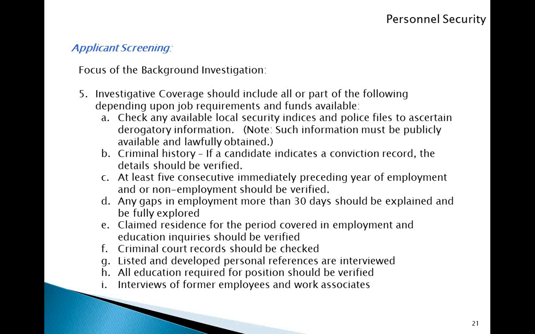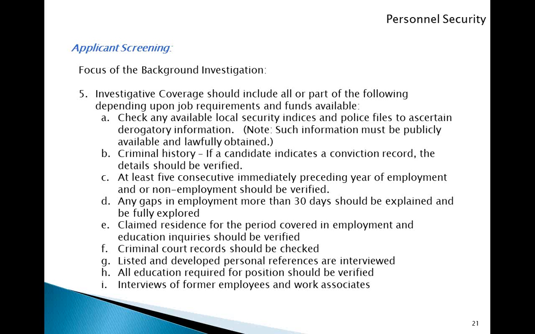There it is right there, criminal history. Indicates a conviction record. The details must be verified. If he says he was arrested and convicted of robbery, but it turns out he was arrested and convicted of murder, that might impact your hiring decision. Okay? And it also goes to his integrity and honesty. He lied about it only being robbery and it was murder. Okay?